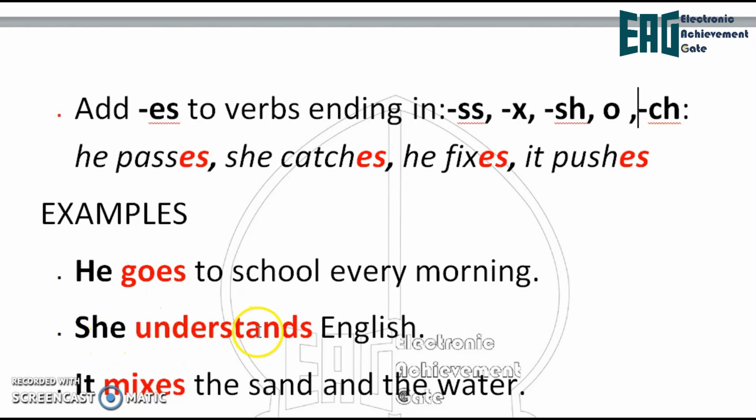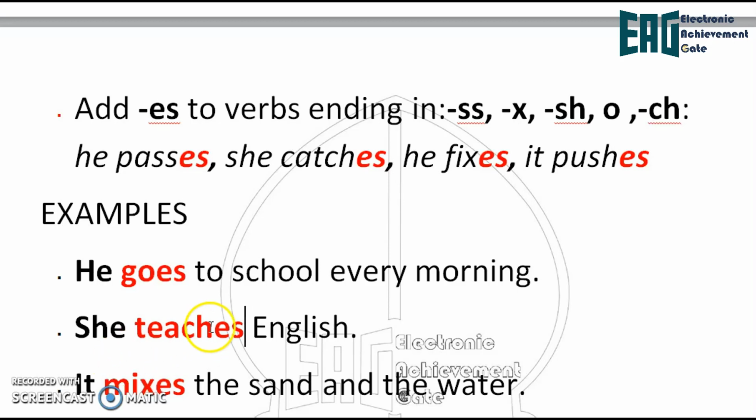She understands English. Here, we cannot put this verb. He teaches. She teaches English. Teaches.